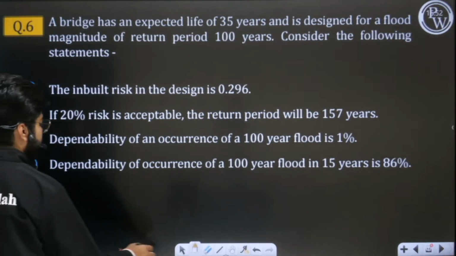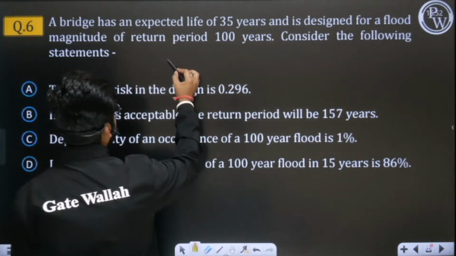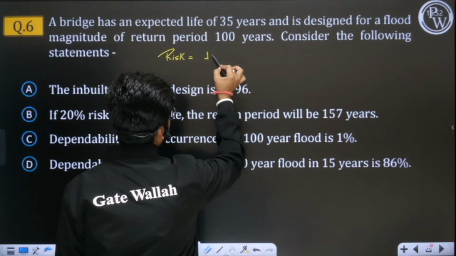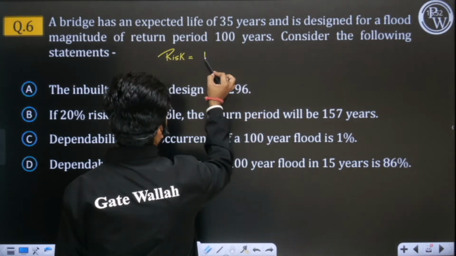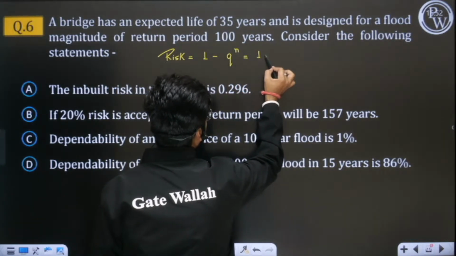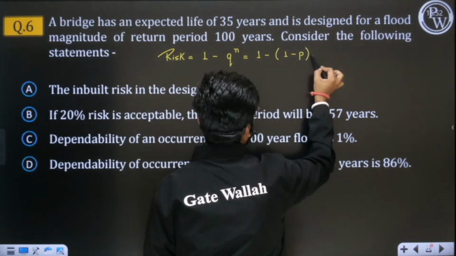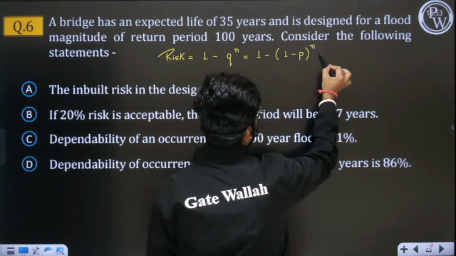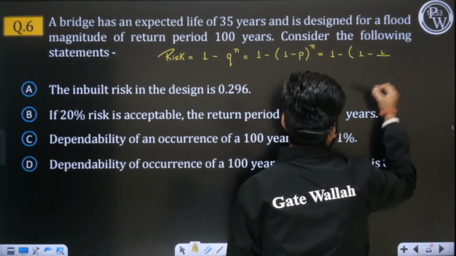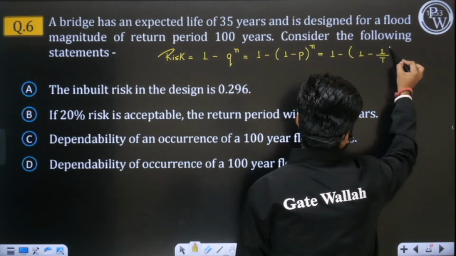You all know the formula for risk, I hope. The formula for risk is 1 minus q power n. Q is nothing but 1 minus p. And what is p? P is the probability of occurrence, which is 1 by T.